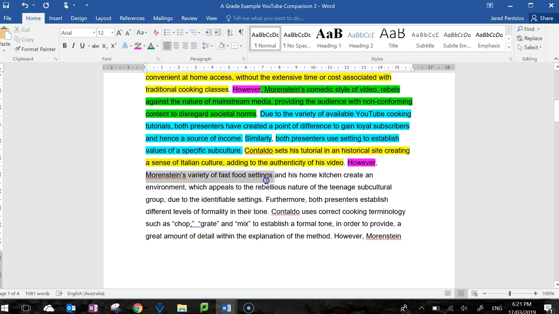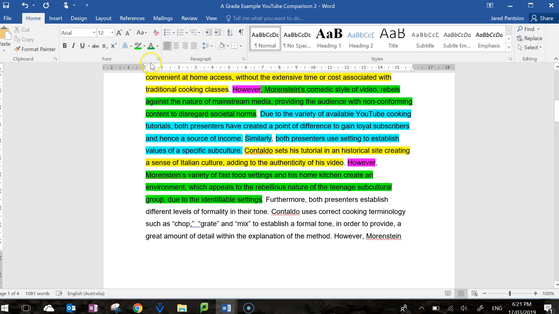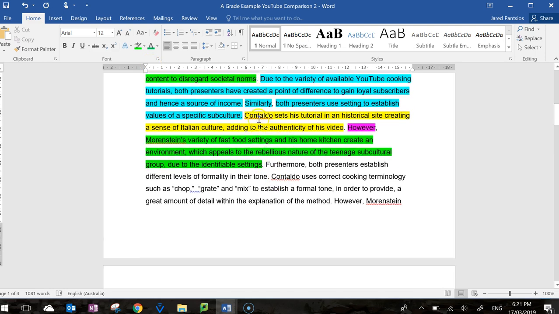Morrison's variety of fast food settings and his home kitchen create an environment which appeals to the rebellious nature of teenage subcultural group due to the identifiable settings. Little wordy. It would have been easier for them to say to make it relatable to fast food, because they have that opening montage or story of him going to various fast food outlets where he orders the food that will be used for the lasagna. I would say the teenage subculture of fast food, or food that is cooked quickly and also in large quantities, which his video is somewhat mocking because it is cooked somewhat quickly but also in large varieties. But nevertheless, there's a nice contrast there.